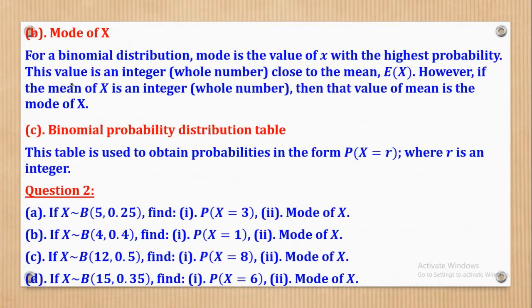So now that we have learned how to use the binomial formula to get the probabilities, mean and variance, we shall now go to the other parameter, which is mode. Now for a binomial distribution, mode is the value of x with the highest probability. Now since there are many values, for you to know which value is that, you have to remember that mode is closer to the mean.